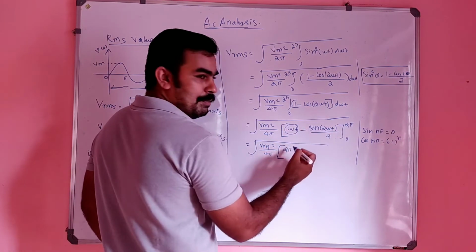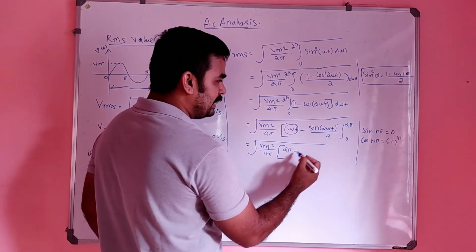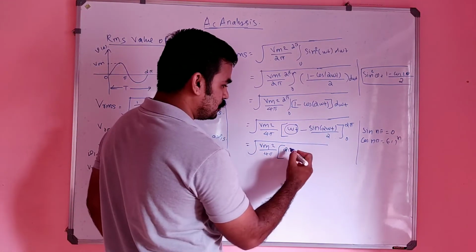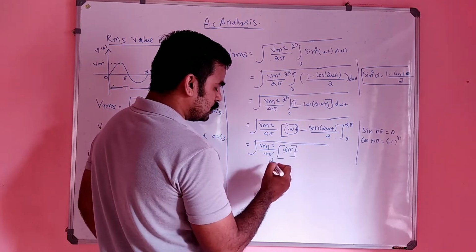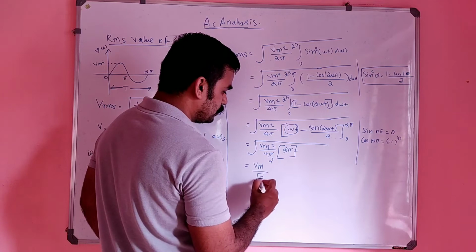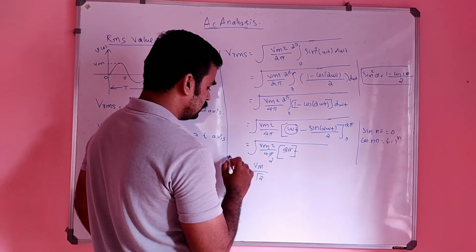Again, upper limit minus lower limit: sin n pi will become 0, and minus lower limit 0, again sin 0 is 0, so no need to write all, it is simply 2 pi. 2 pi and 4 pi cancel together, it will be 2, so it will be Vm by, or Vrms equal to what?